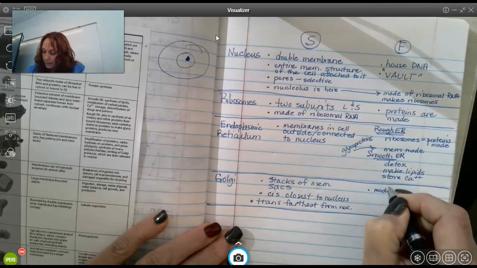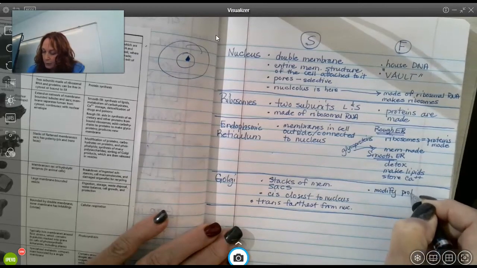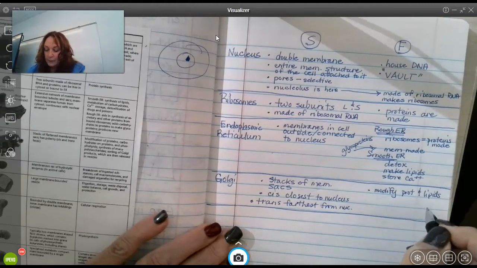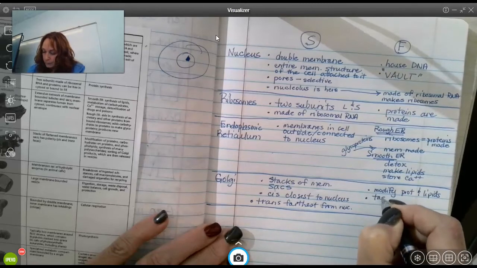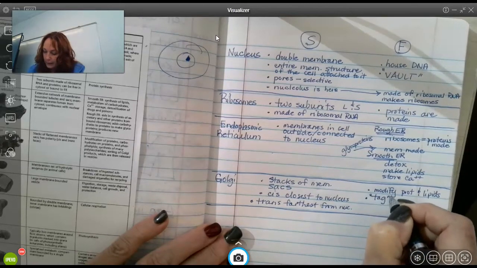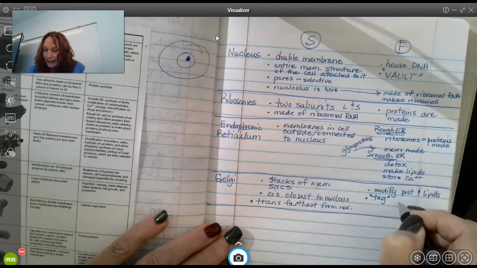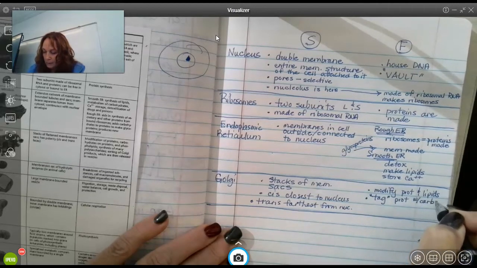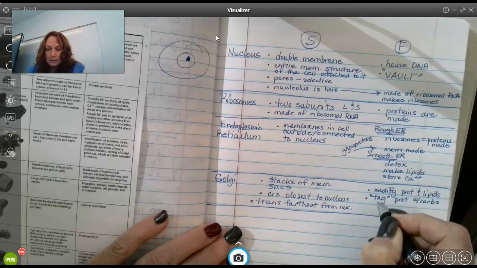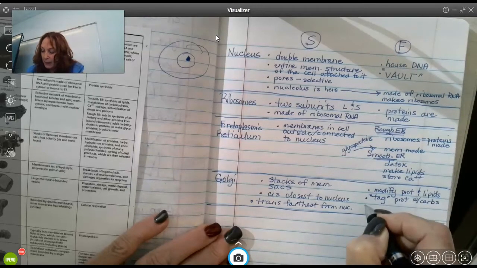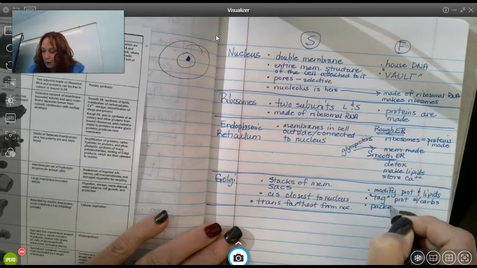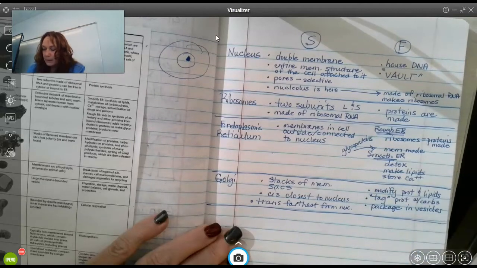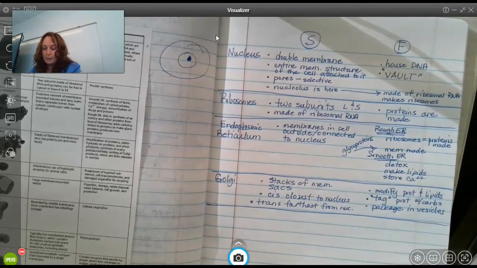It's going to modify proteins and lipids, and then it's going to tag the proteins with carb chains. So what they're going to do then is become like the address label, because it's going to package all of this up in vesicles. So it's boxing it up and shipping it out to go where it's supposed to go.